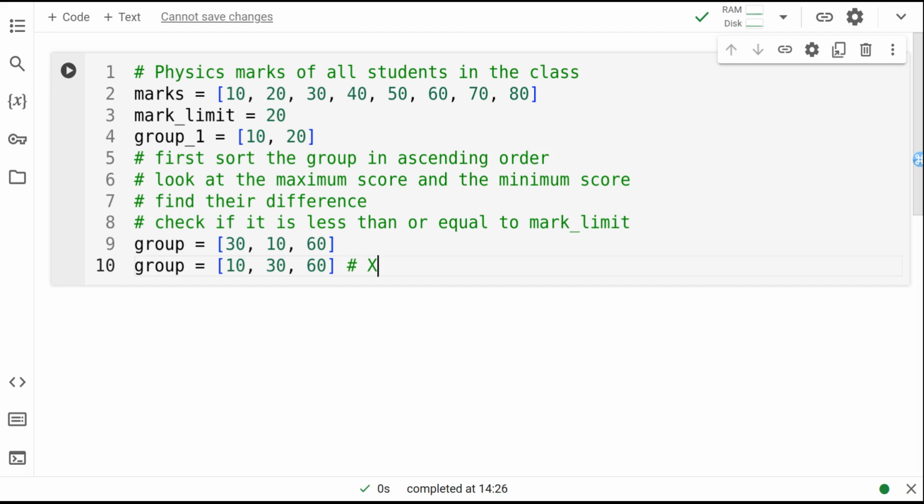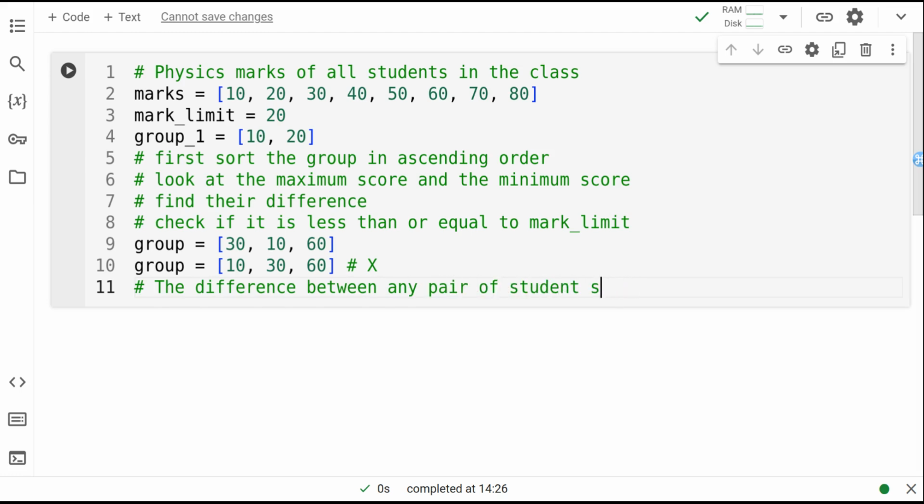This works because if you take any pair of students, the difference between their marks will be less than or equal to the difference between the maximum mark student and minimum mark student, or rather the student with the maximum mark, whatever his mark is, and the student with the minimum marks, you take that mark. If you find that difference, that is an upper bound on the difference between any pair of students. Okay, I'll write this down. The difference between any pair of students in a group.